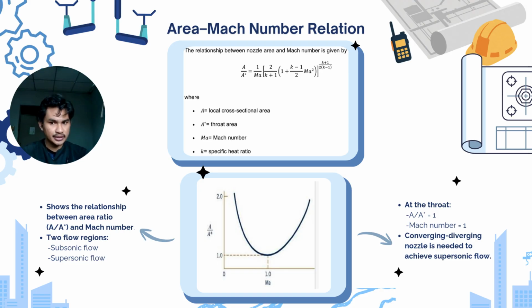So before the throat, the converging section accelerates subsonic flow. After the throat, the diverging section accelerates the gas further into the supersonic region. This explains why a converging diverging nozzle is required to achieve supersonic exhaust velocity and maximize rocket performance.